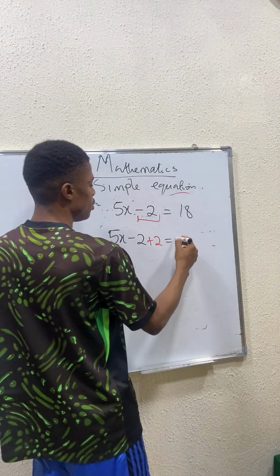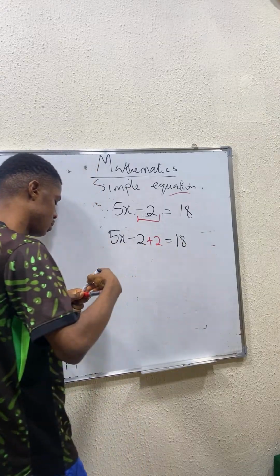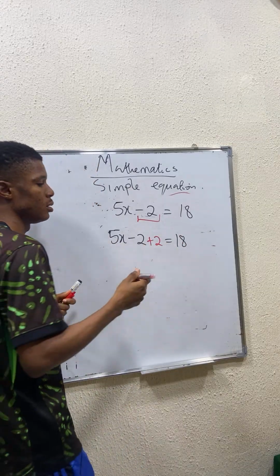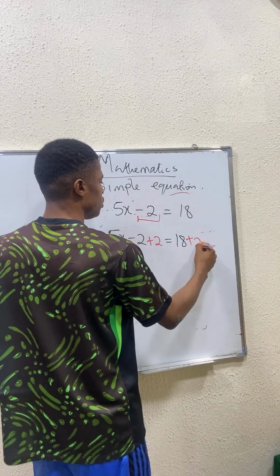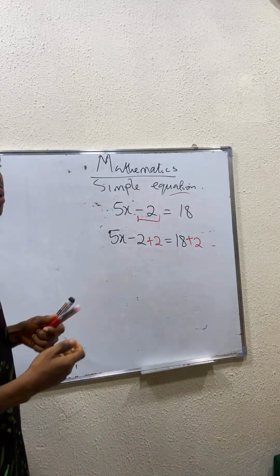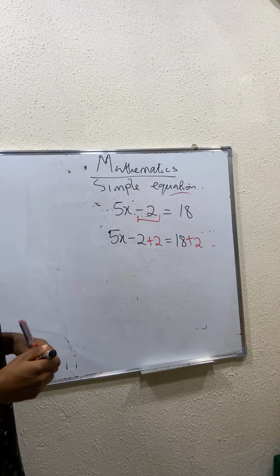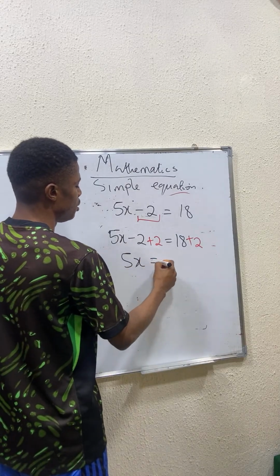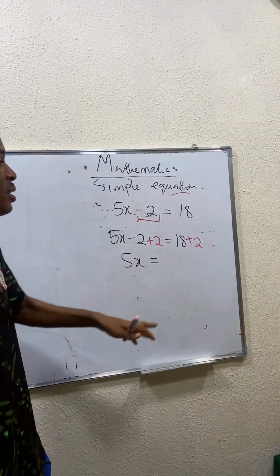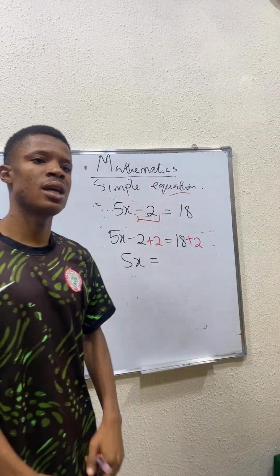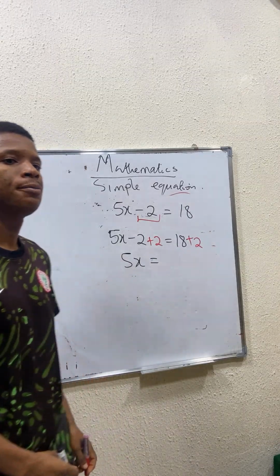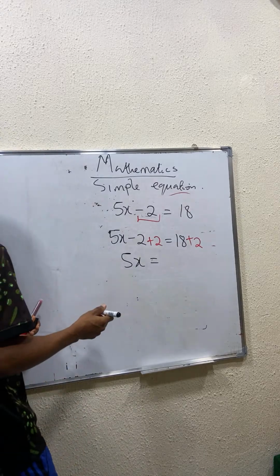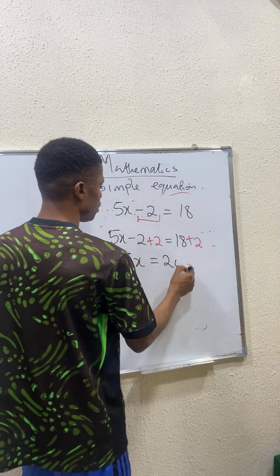And that's equal to, you also have to do what? Add 2 to what? 18, sorry. If you do the addition, you see that 5x will now be equal to what? 18 plus 2 is what? 20, correct.